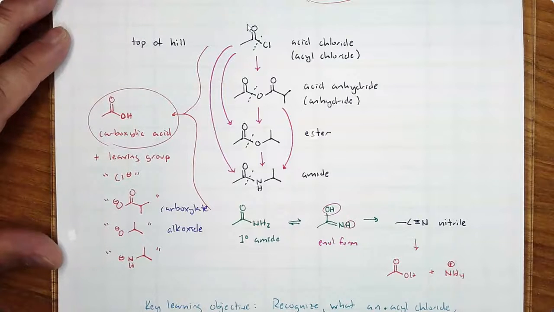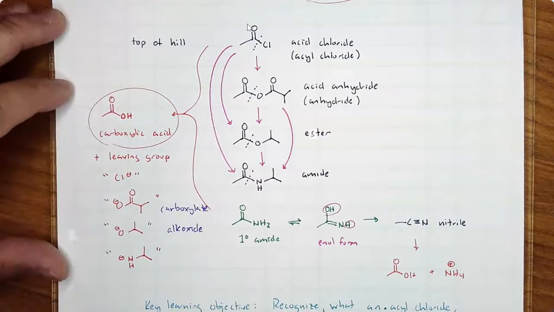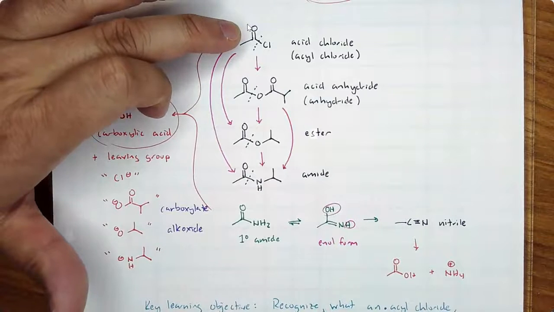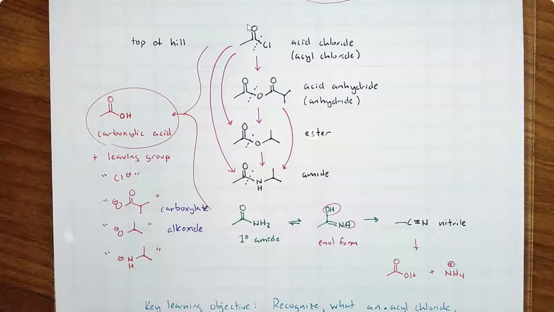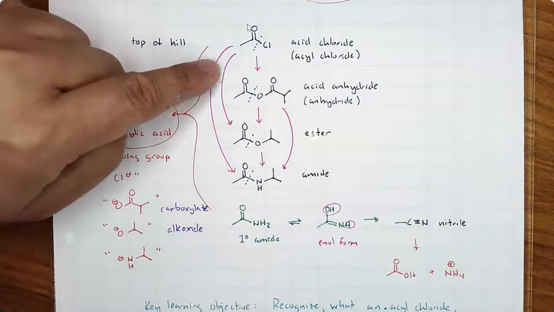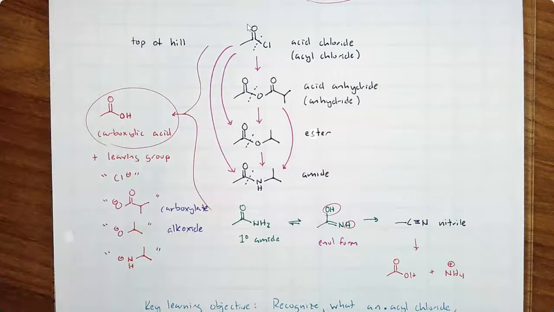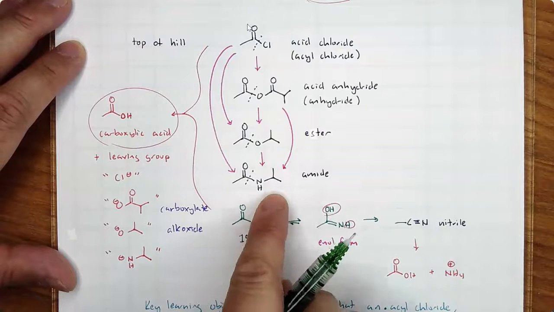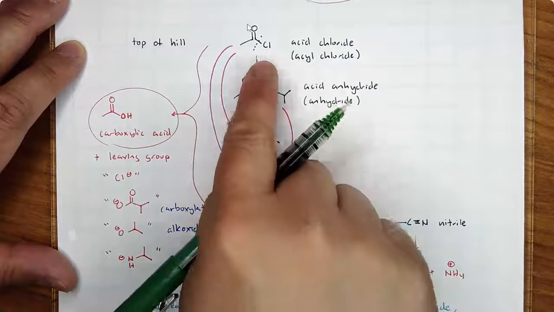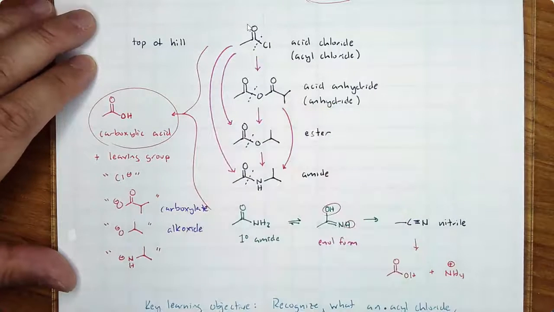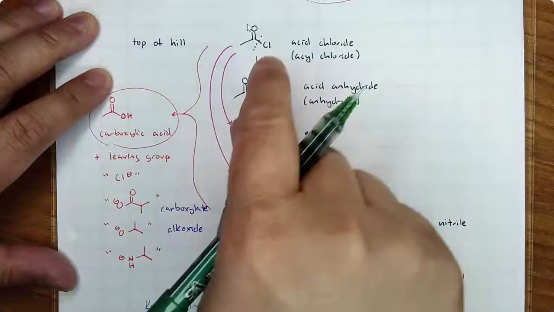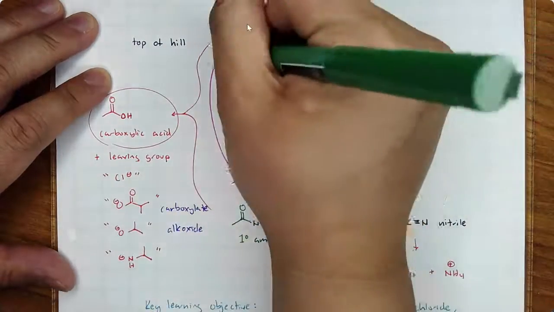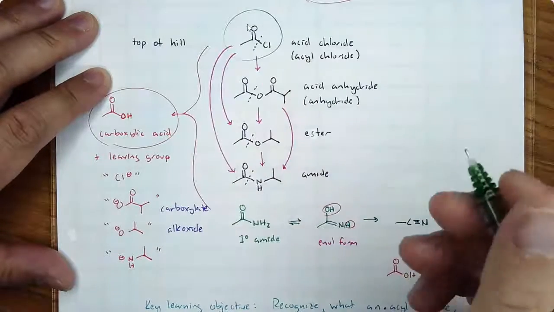The last thing I want to leave with before concluding this video is that because these are going from the top of the hill to the bottom of the hill, and I said that it's very easy to make something lower in the hill, what does that imply about the reactivity? That implies that this amide is very stable while this acid chloride is very reactive. Right? Because this acid chloride can make the other 3 carboxylic acid derivatives. So we want to remember that.